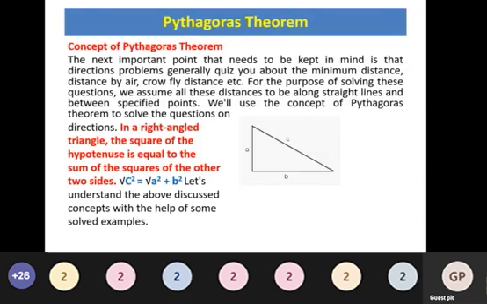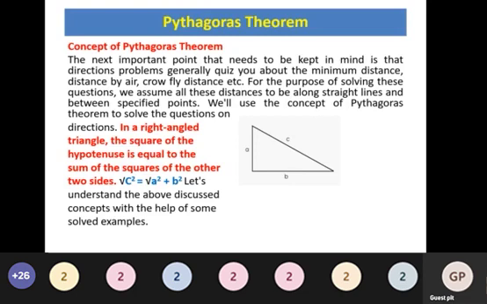So if we take this particular diagram, the square of c is equal to the sum of squares of the other two sides, for example, a square plus b square. If you draw the diagram like this, we can find the shortest distance. That will be easy, so that we can use the Pythagoras theorem to solve direction sense problems.